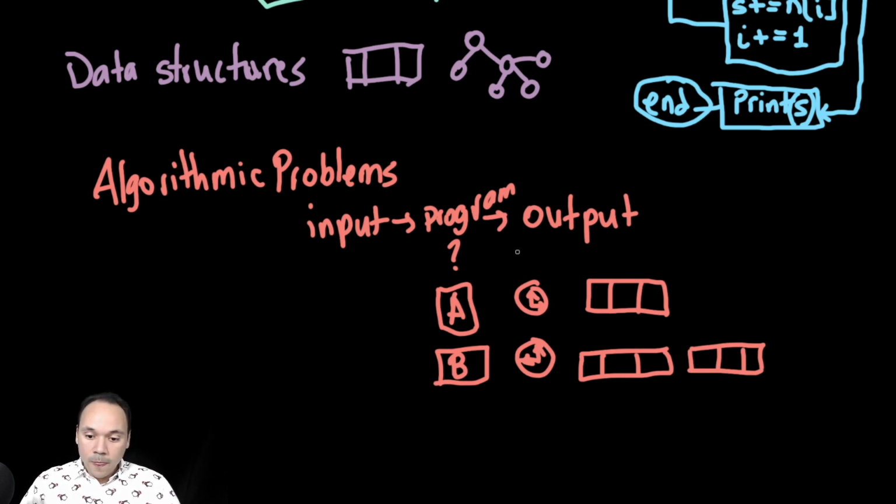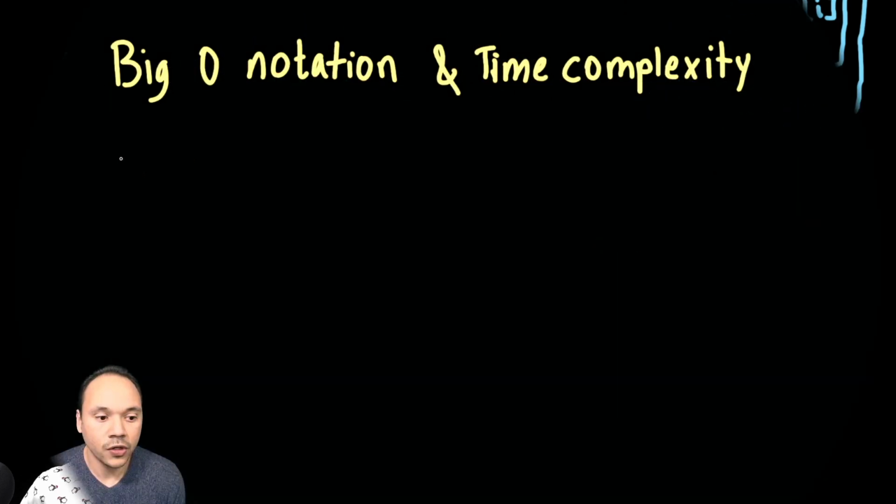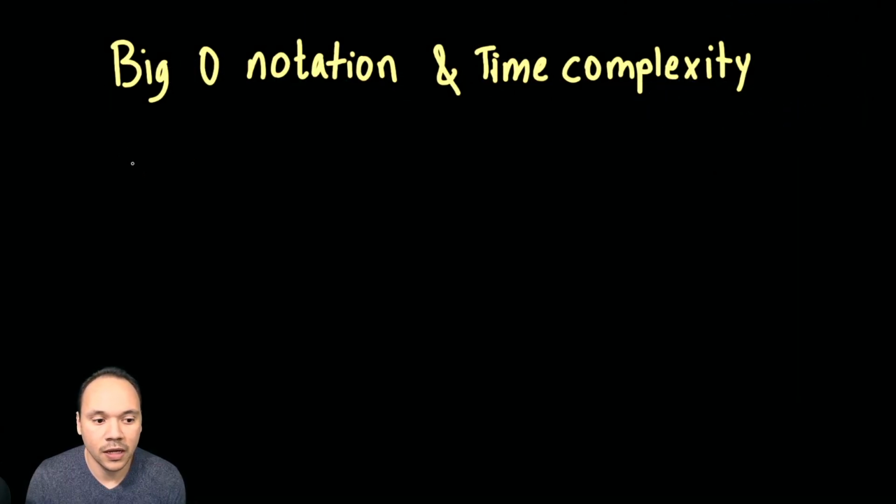So we need to compare which algorithm is better. So we have two dimensions that we focus on: time, how long it takes to run the algorithm, and space.